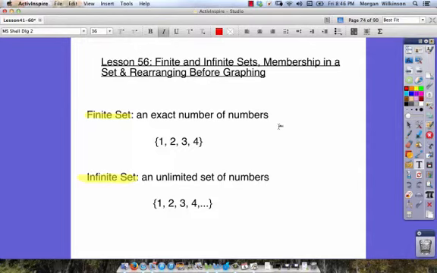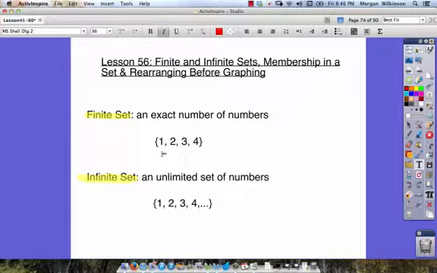Lesson number 56 is about finite and infinite sets, membership in a set, and rearranging before graphing. So the definitions that we have in this lesson are a finite set and an infinite set. A finite set just has an exact number of numbers. A set is always shown within our braces. And here we have an exact set of numbers, 1, 2, 3, and 4.